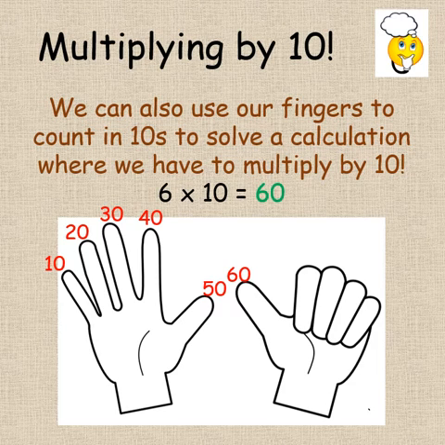Okay, let's count in tens. You ready? 10, 20, 30, 40, 50, 60. So 6 multiplied by 10 is 60.